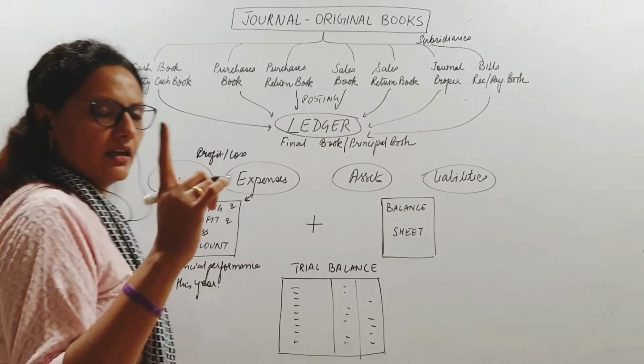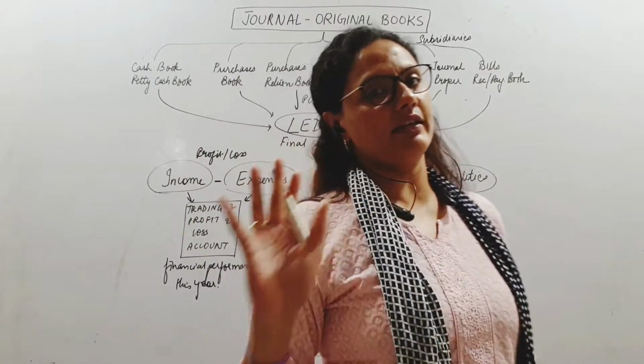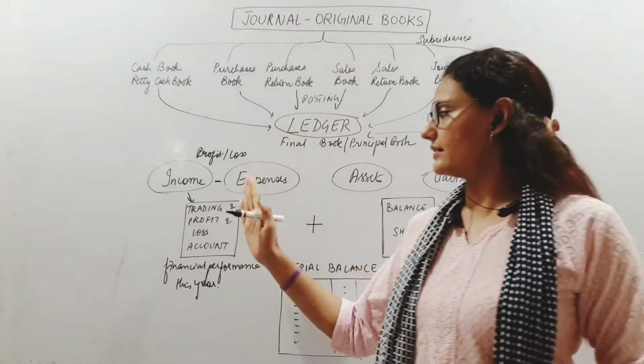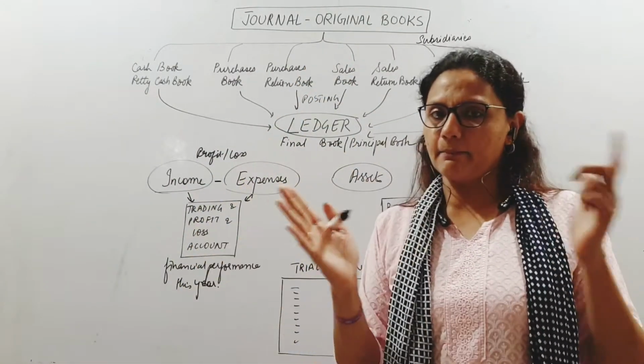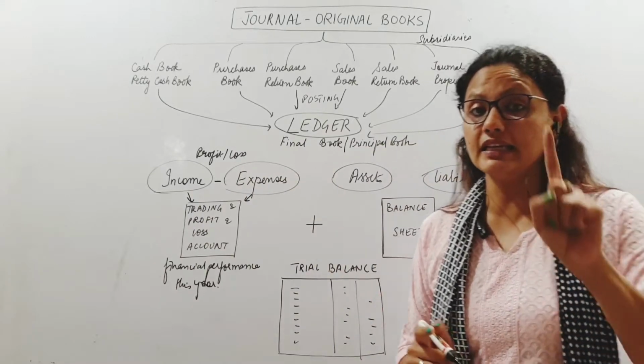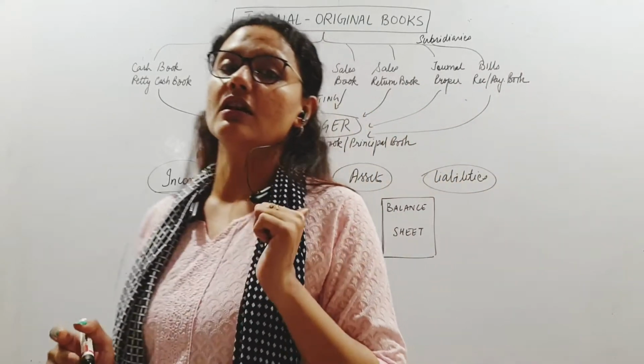It's only 1 year. All the incomes related to this year I will take here. All the expenses related to this year I will take here. And I will compare and find profit and loss for only this year. This is called financial performance.